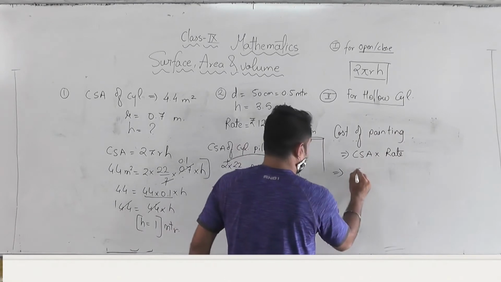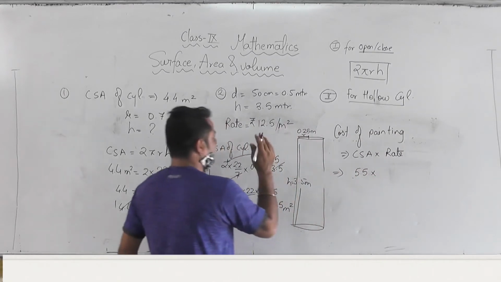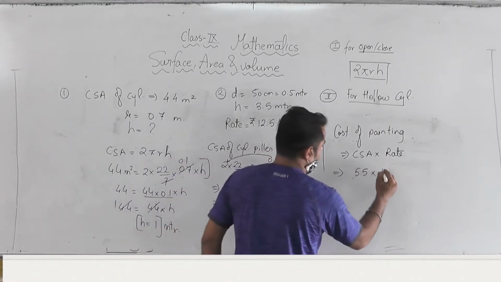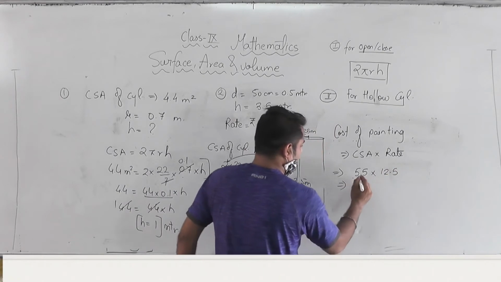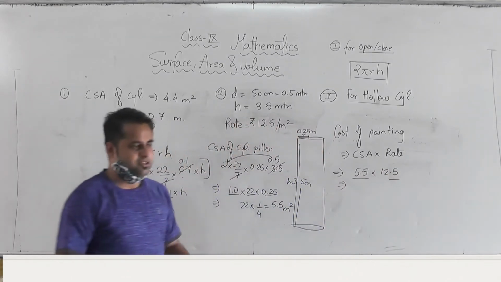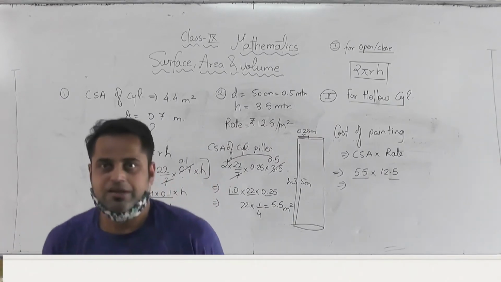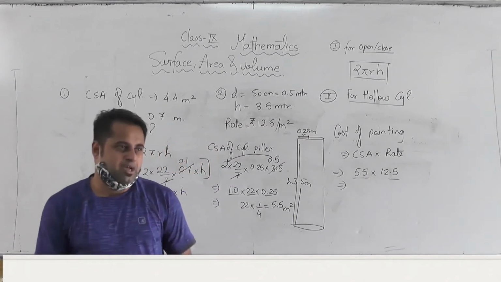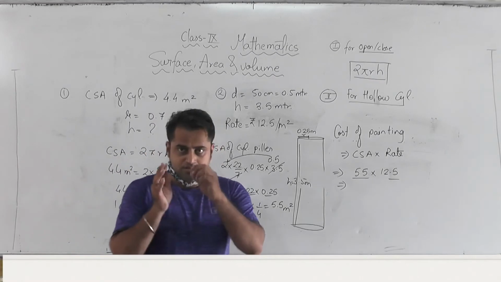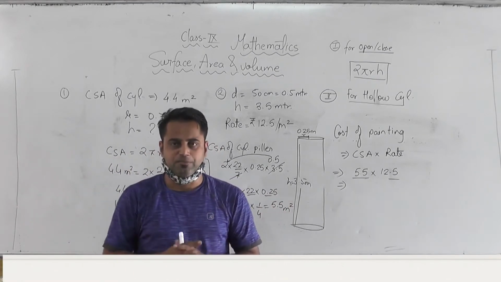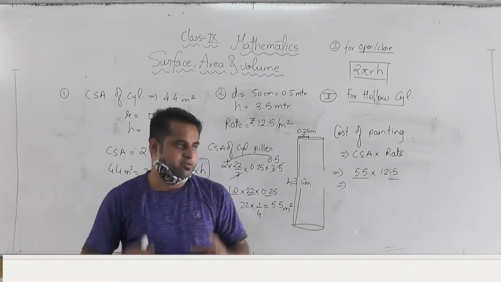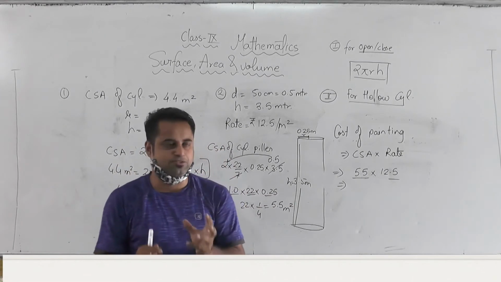Okay, so the CSA we got is 5.5 here and the rate mentioned in the question is 12.5, as we have learned. Now multiply this. I suggest you learn how to multiply decimal numbers, because most of the students are trying with the very basic method. See, use your brain, just separate the numbers and multiply within your brain. This is a kind of exercise you need to do.